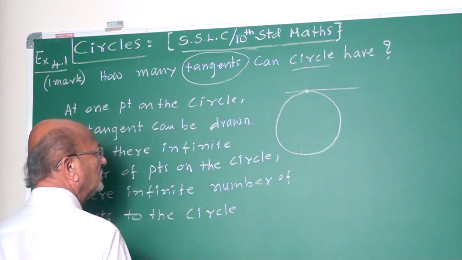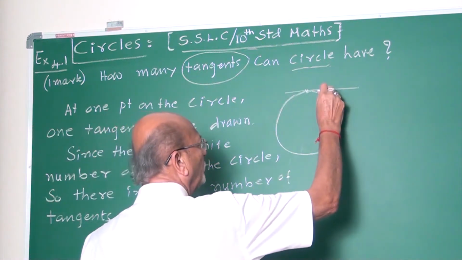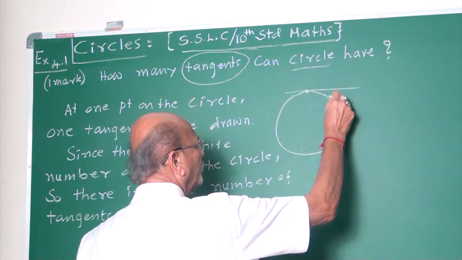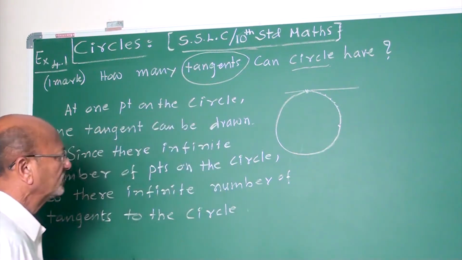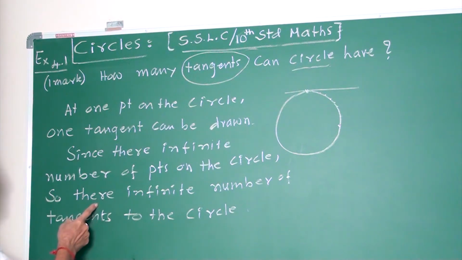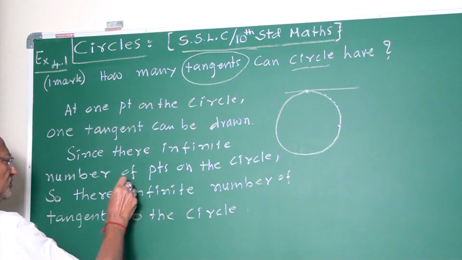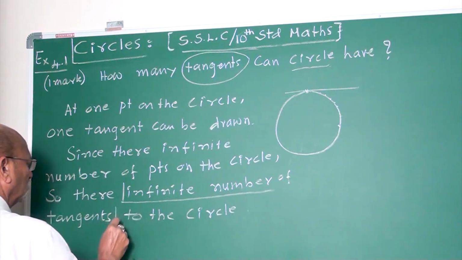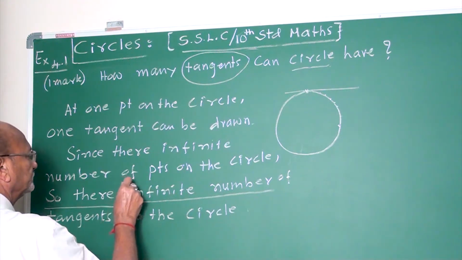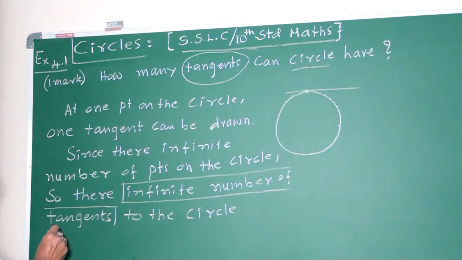This is the circle. At one point you can draw one tangent. Then how many points are there on the circle? There are an infinite number of points. Therefore there exist an infinite number of tangents to the circle. So what is your answer? Infinite number of tangents to the circle.